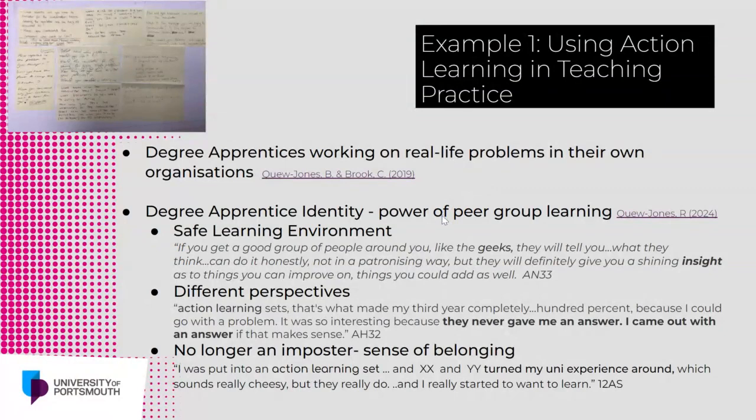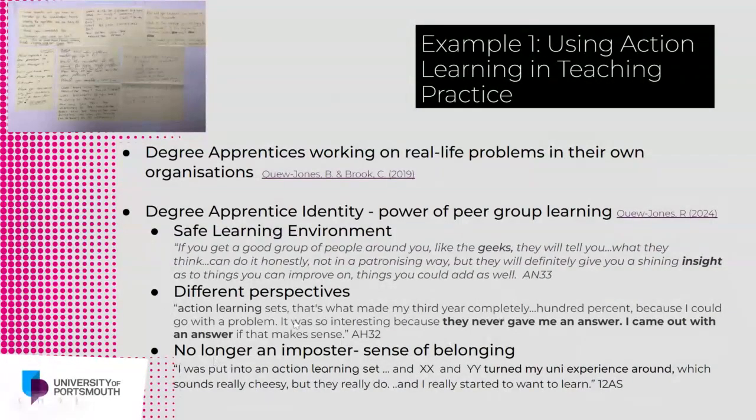It's interesting because I've done some other work on degree apprenticeship identity, and it was the power of the peer learning group that really gave them that, and they got a lot out of it. It was the action learning set that really helped that along, a teaching initiative that really helped them. They felt very comfortable in that safe learning environment. There are some really nice quotes here from the research. They call themselves the geeks, but they're a very close group, and they would ask really quite direct questions, but in the safety of that group. That was great because they were pushing each other out of their comfort zone, so they could learn more as they went along.